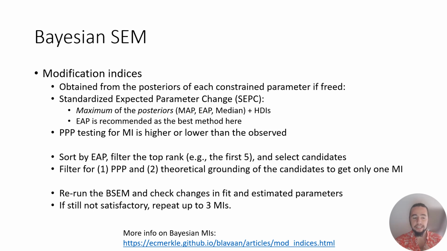For example, sort by EAP, filter the top rank, for example, the top 10 or the top 5, and select some candidates. Filter for the PPP, and also for the theoretical grounding that you can explain for that particular modification index. If you have, for example, 1 or 2, just include one of them, the best one, rerun the model and check if everything is okay and if now differences have been applied, and eventually if fit increases. Then you can repeat that up to 3 modification indices, just like standard recommendations, okay?